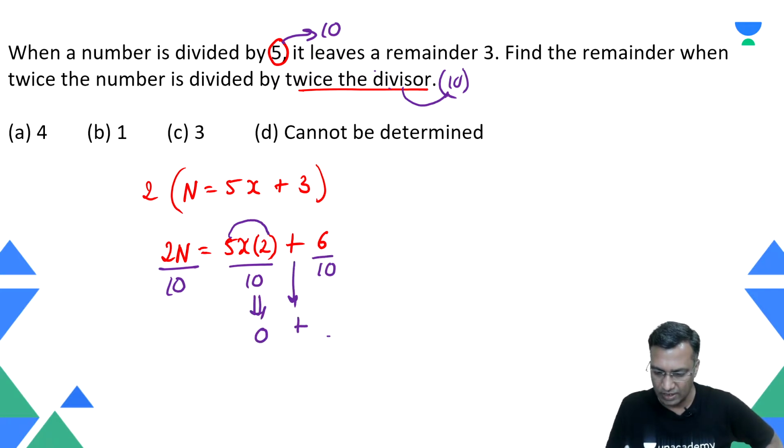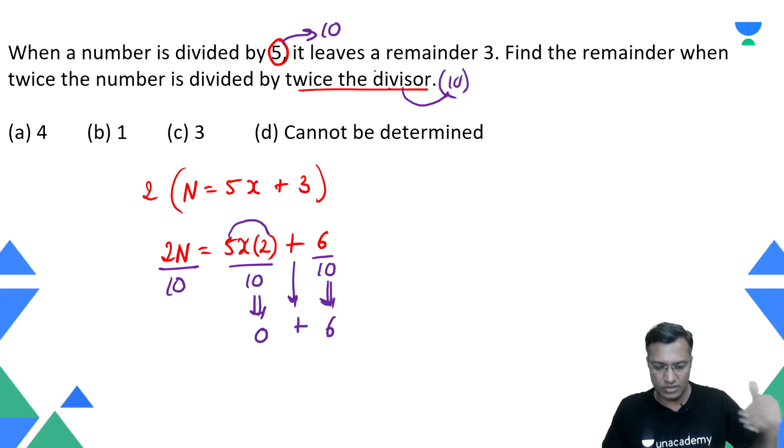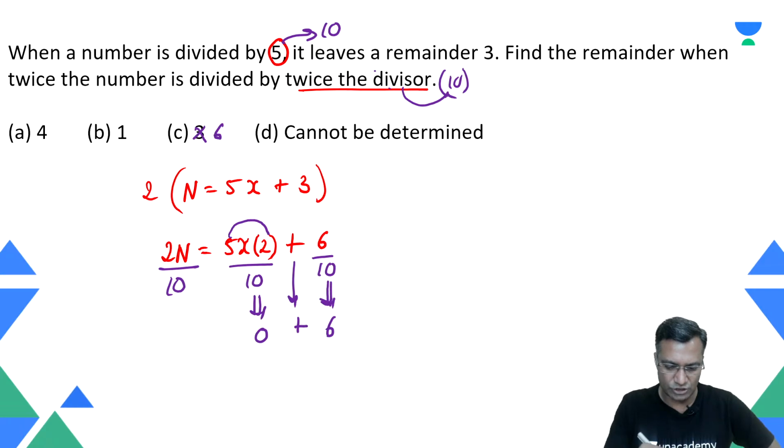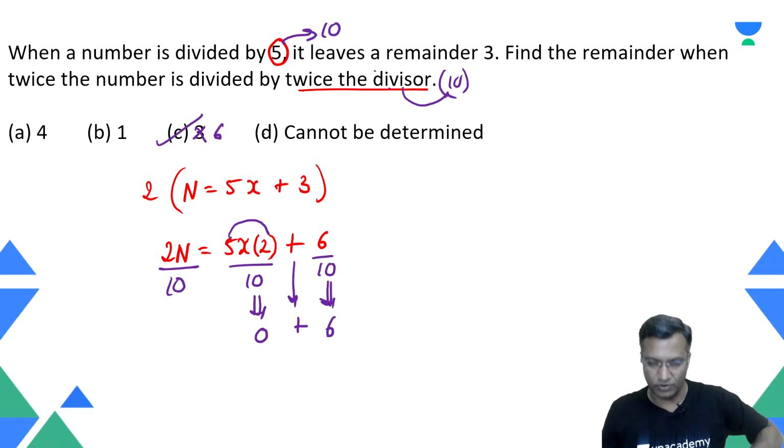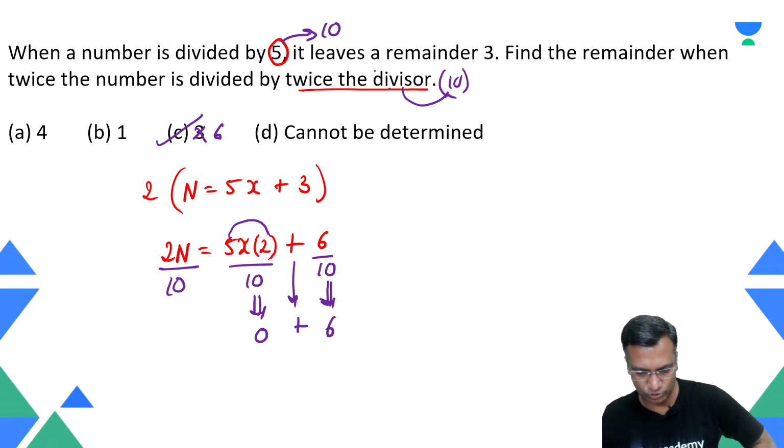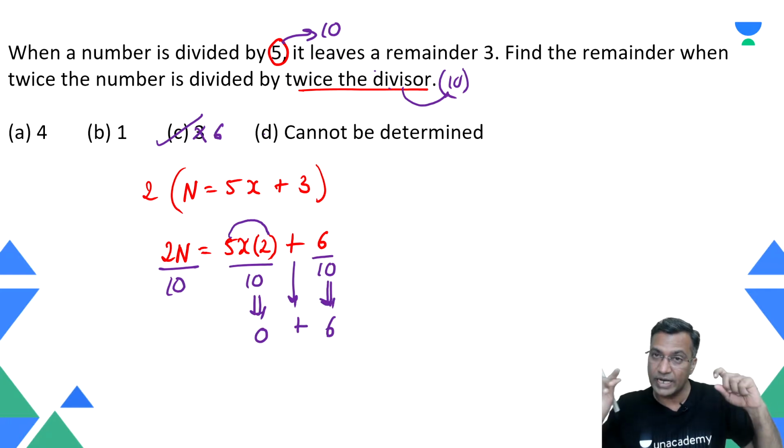There is a plus here. I will write it: 6 divided by 10. The remainder is nothing but 6 itself. Therefore, for the answer, I think we have to change one of the answer options. There is no answer option here. For the time being, let us change this to 6 and say that 6 is the answer for this particular question, because you made it twice the divisor.